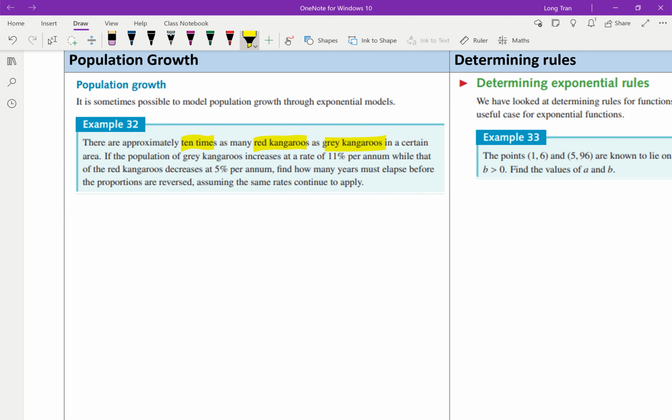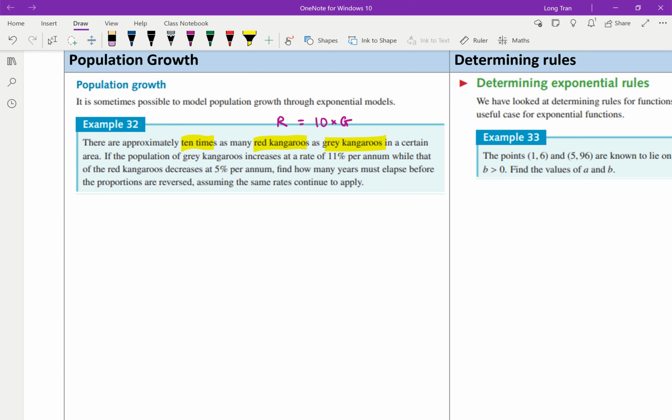How I interpret that line is that there are 10 times as many reds, meaning that if there was one red, there are 10 times as many of these as there are for the gray kangaroos. So that tells me that one red is equal to 10 of these grays. I'd probably say that was the hardest part to interpret.